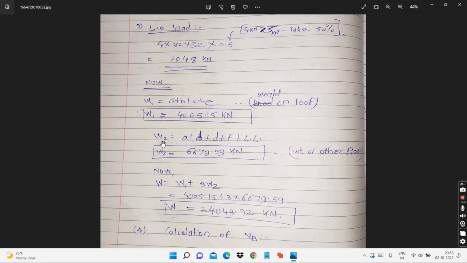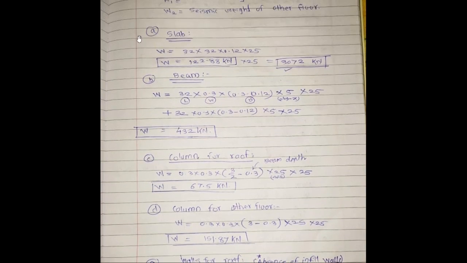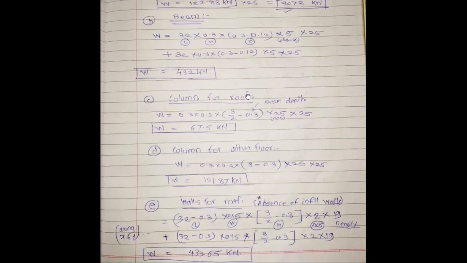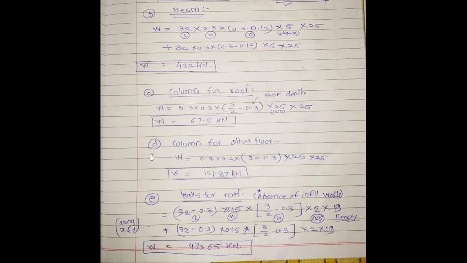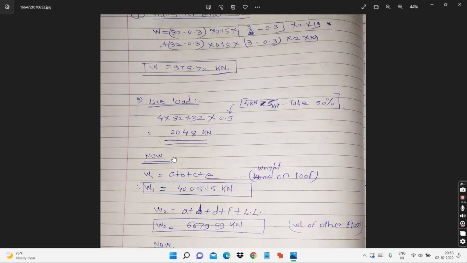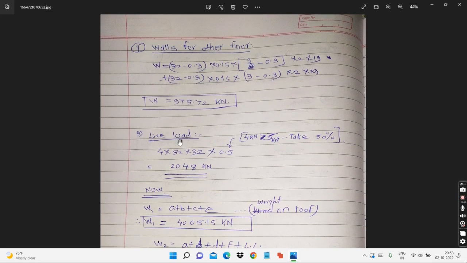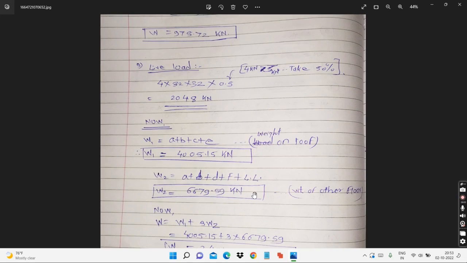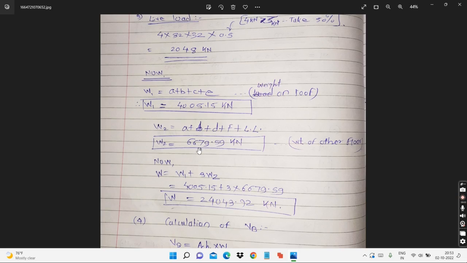In that, W2 will be calculated, that means weight for other floor, so that in that A plus B plus D plus F plus live load. Let's see, A for other floor is slab load, weight of slab will be considered, beam will be considered, column for other floor will be considered, and walls for other floor, and live load intensity is considered. This W1 and W2 are to be calculated.